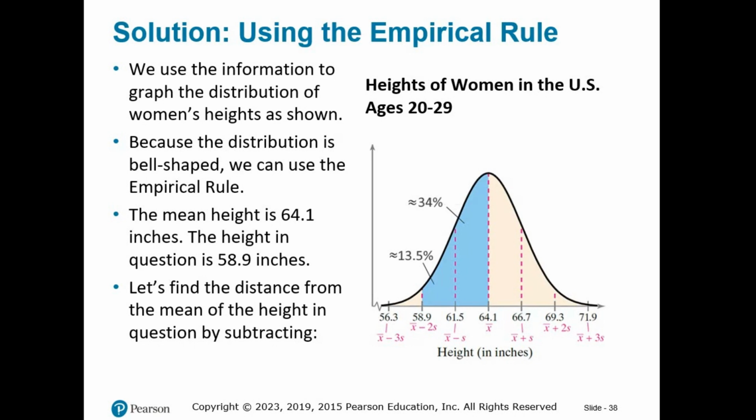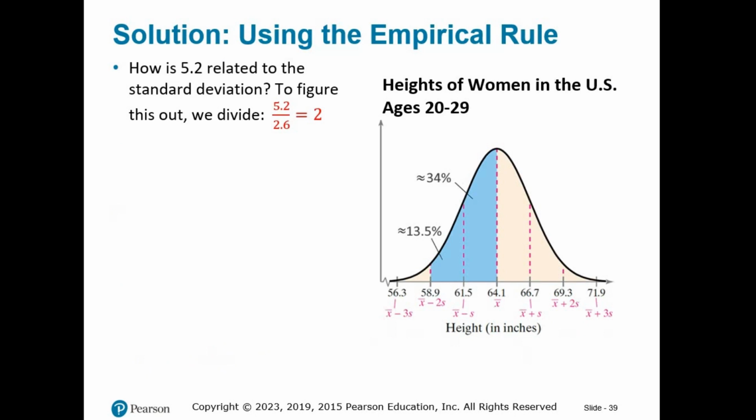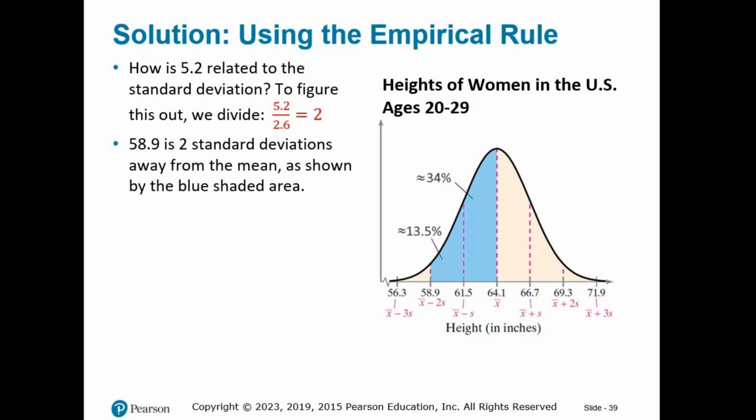The mean height is 64.1 inches, and the height in question is 58.9 inches. We need to find out where the height in question lies in relation to the mean, so we subtract it from the mean. 64.1 minus 58.9 equals 5.2. Now, how does that number relate to the sample standard deviation? We find this by dividing 5.2 by the sample standard deviation 2.6. Our result is 2. This means 58.9 is 2 standard deviations away from the mean.